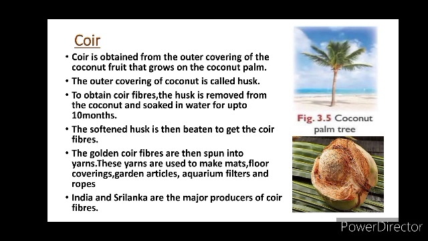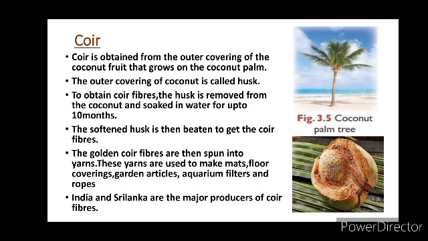Next plant fiber here is coir. Coir fiber is obtained from the outer covering of the coconut fruit that grows on the coconut palm. All of you see here, students, this is the outer covering of the coconut fruit that grows on the coconut palm. The outer covering of coconut is called husk.